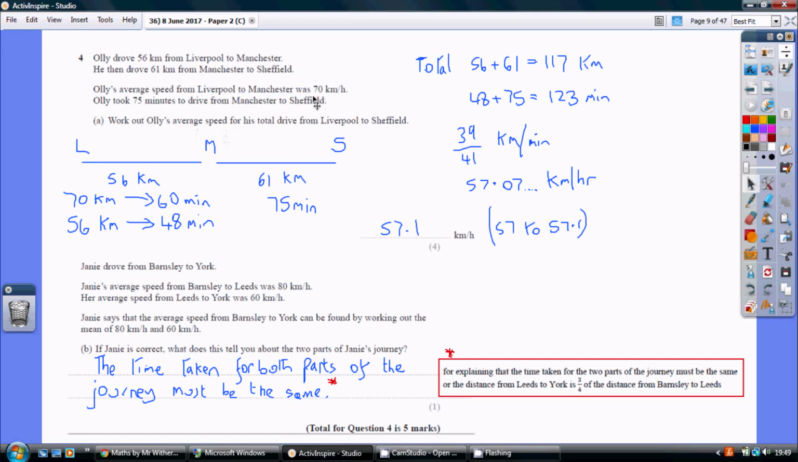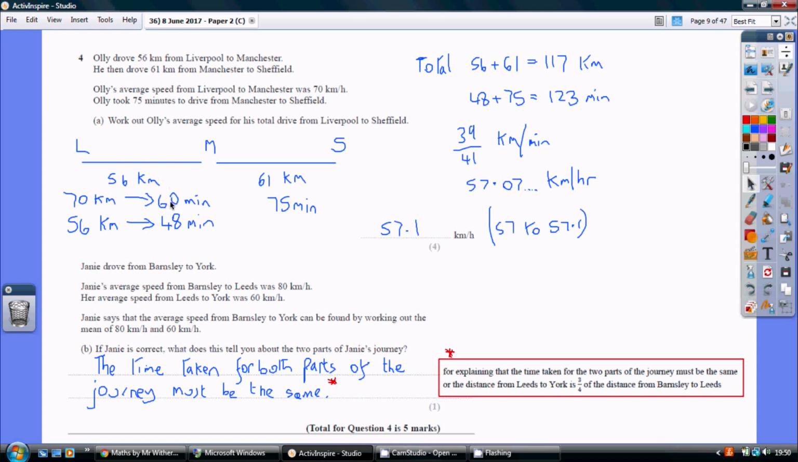So let's hone in on what we're told. We're told that he's travelling at 70 kilometres per hour. That means in an hour he would travel 70 kilometres. He would travel 70 kilometres in an hour, or in other words, he would travel 70 kilometres in 60 minutes. So how long would it take him to travel these 56 kilometres?